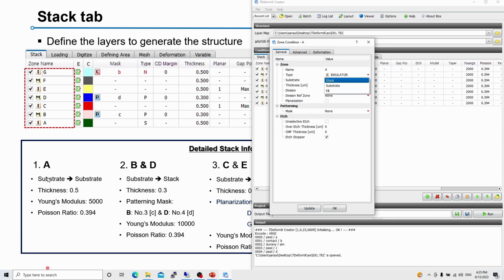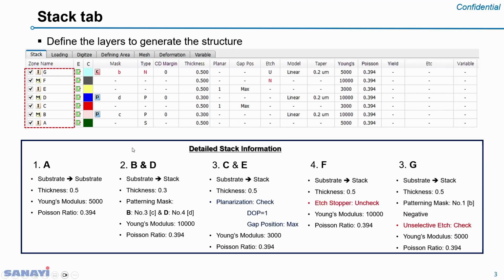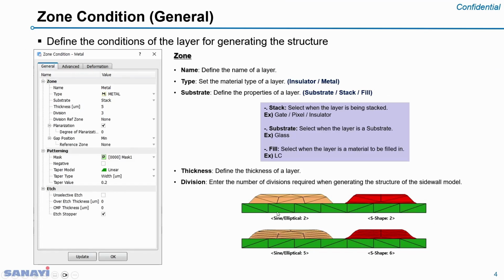In this case, layer A is the bottom substrate, so let's select substrate. And change the thickness as 0.5. Division is to enter the number of divisions in the z-axis direction. As shown in the following figure, the shape of the sidewall may be different depending on the division value.